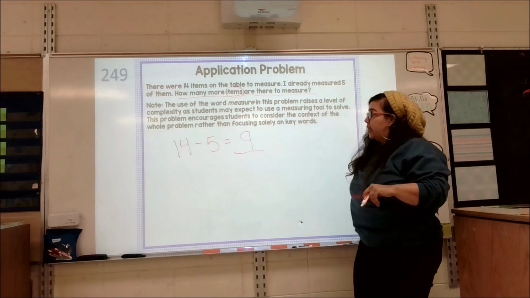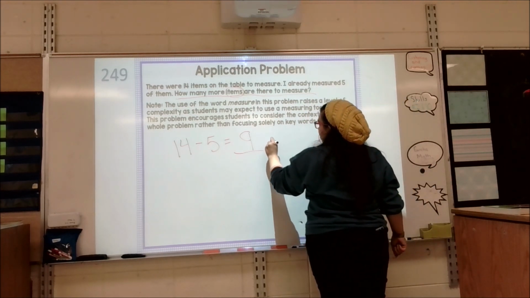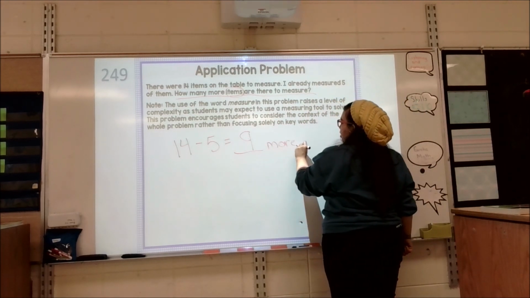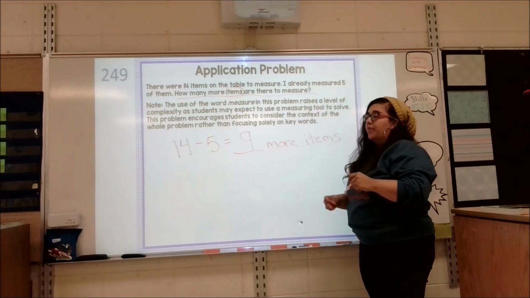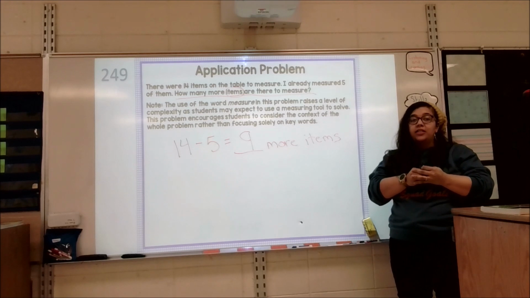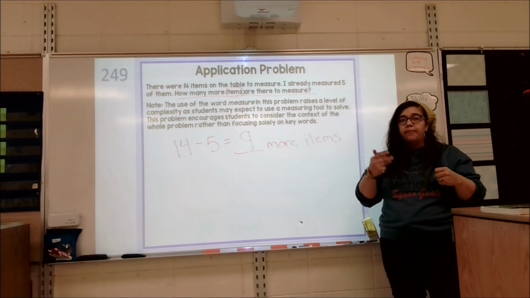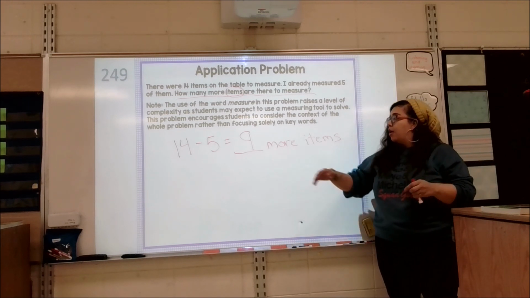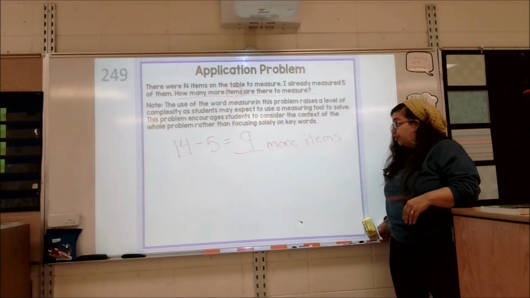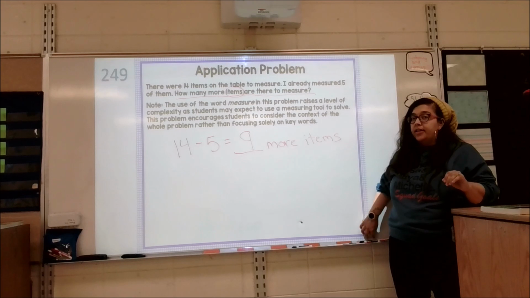And the answer is 9 more items, because we're talking about these items that need to be measured. So I've got my markers and my crayons and my books and my pencils and all these are my items. I've already measured some of them. This is how many more items need to be measured. Now, we're ready to continue.